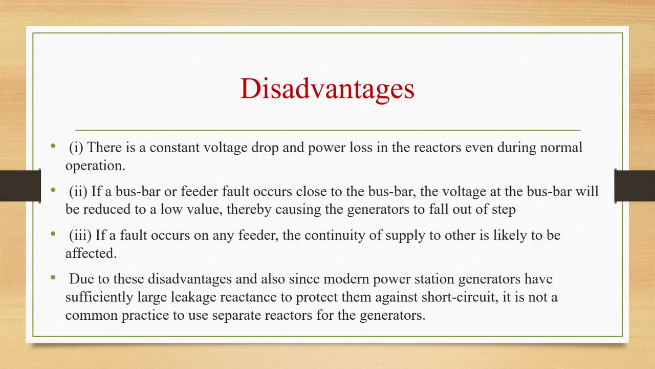Now let us see the disadvantages of generator reactors. First one, there is a constant voltage drop and power loss in the reactors even during normal operation. Second point, if a bus bar or feeder fault occurs close to the bus bar, the voltage at the bus bar will be reduced to a low value, thereby causing the generators to fall out of step. Third point, if a fault occurs on any feeder, the continuity of supply to other is likely to be affected.